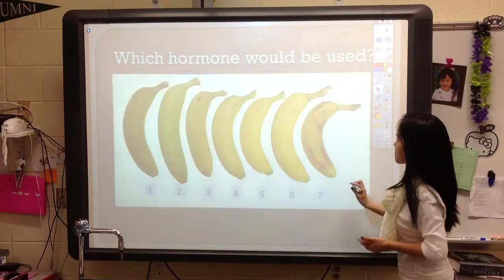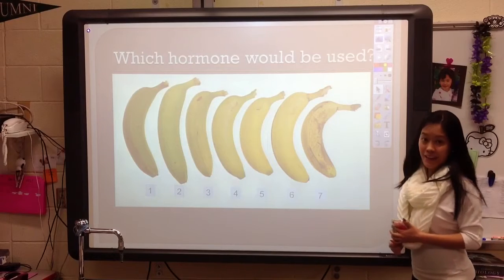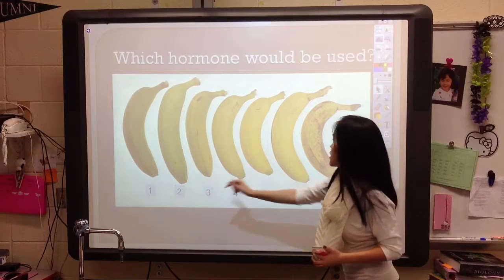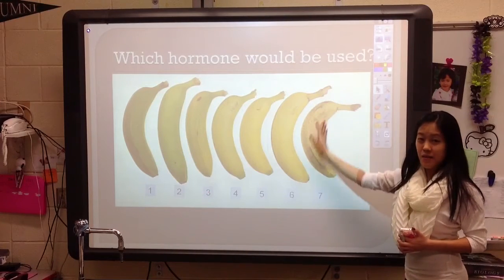And the last picture, we have bananas at 7 different stages, okay, from very, very green to yellow with those brown spots all over them.